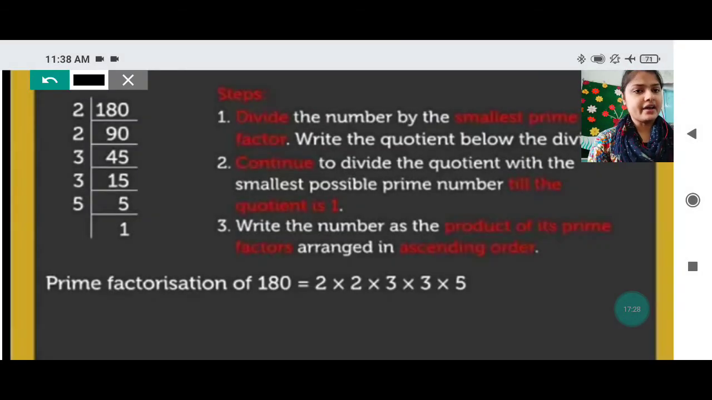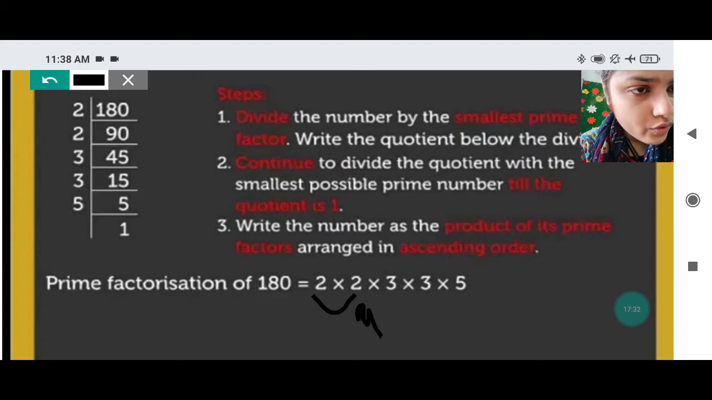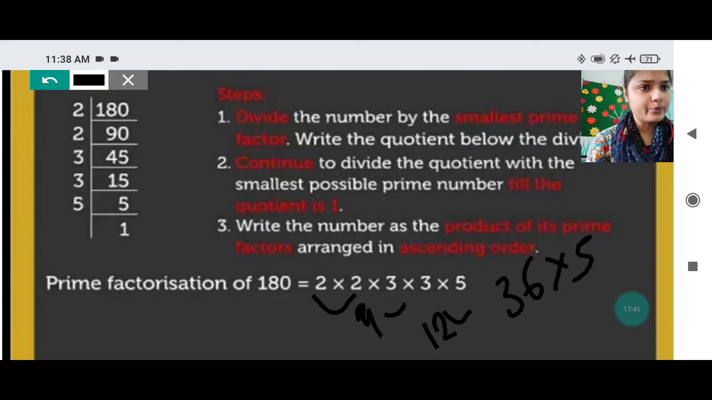we will multiply it. 2 into 2 is 4. 4 into 3 is 12. 12 into 3 is 36, and 36 into 5 you will do. Then you will get the highest common factor of this number.